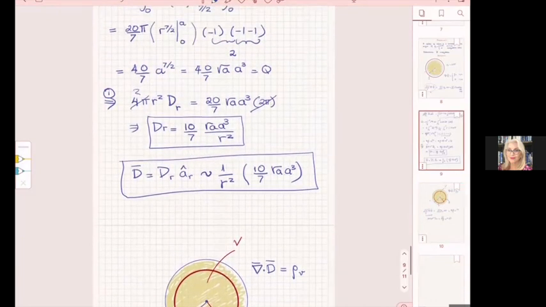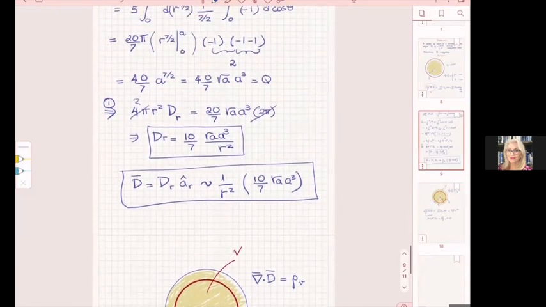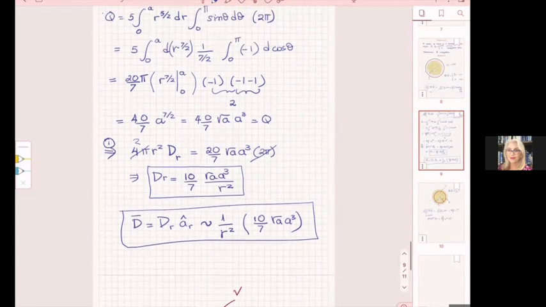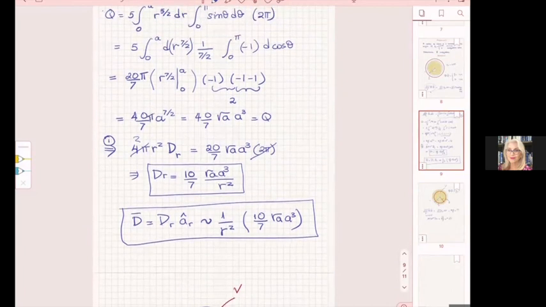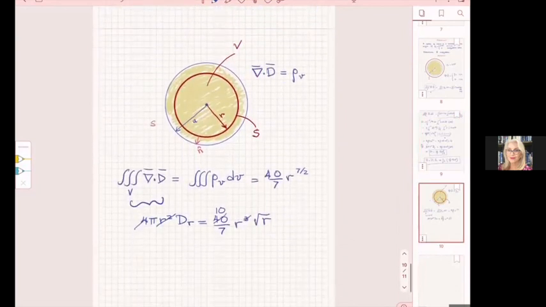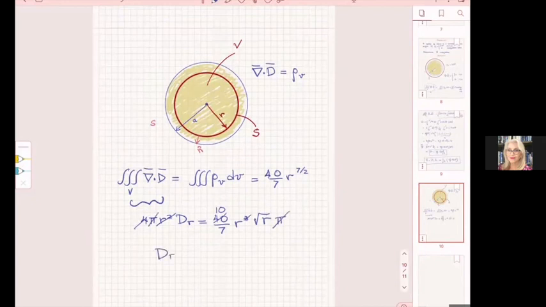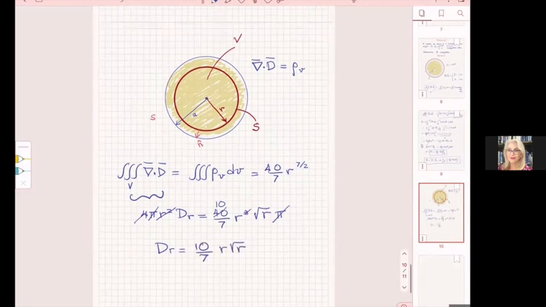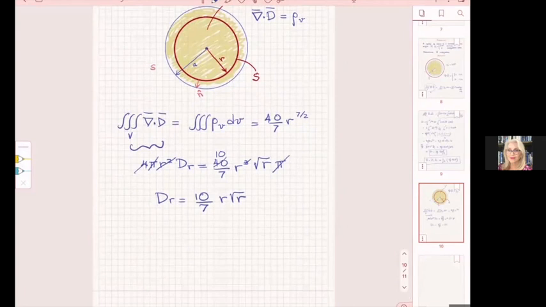Do we have another pi from Q? Yeah, there is a pi here. Okay. So there is a pi here. So d sub R is going to be 10 over 7 R square root of R. So inside the volume is going to change like this.